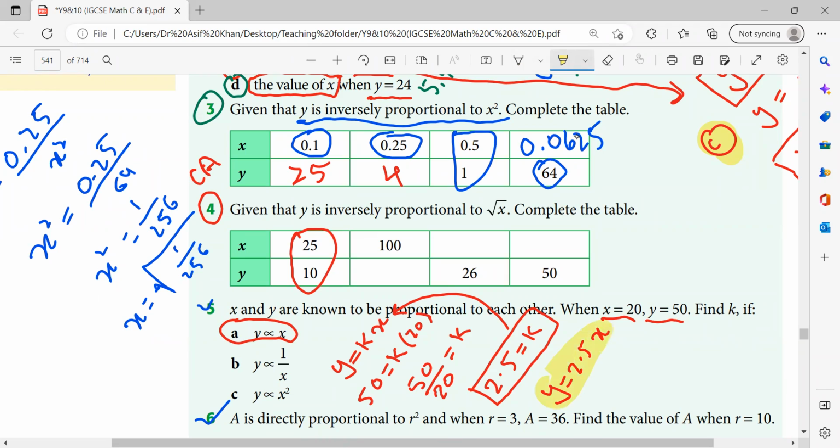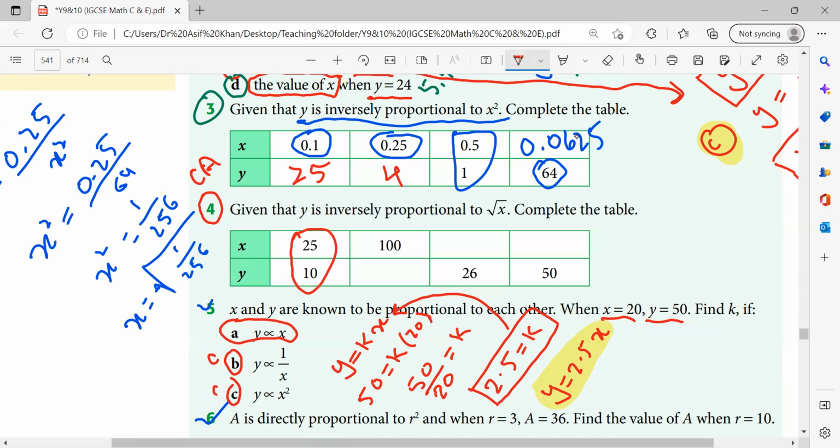After finding the value of k, now he is not asking for any answer. Put the value of x, find the value of y. So this will be the only expression. This same thing you have to do for parts B and C. It means you will find the value of k and plug it into the equation.